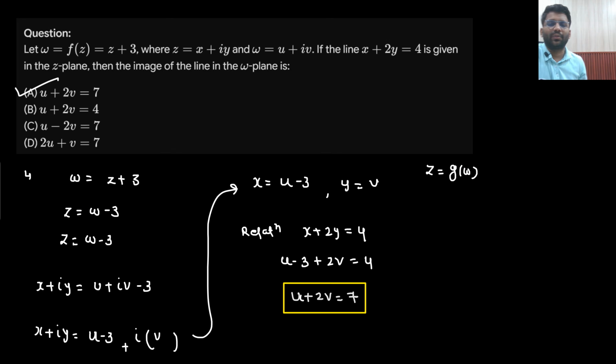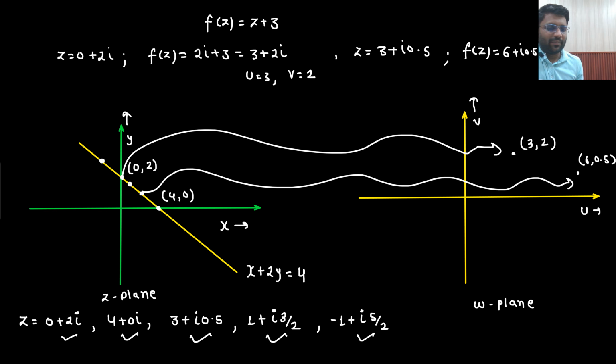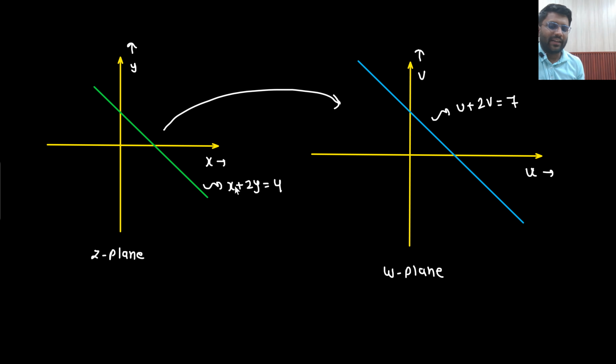Did you understand this question or not? So in your z plane, x plus 2y equals to 4 will be plotted as u plus 2v equals to 7 under the influence of f of z equals to z plus 3. So with the definition of f of z equals to z plus 3, the line x plus 2y equals to 4 in z plane will be plotted as u plus 2v equals to 7 in omega plane. Is that understandable to you or not? This is the question that they were asking.